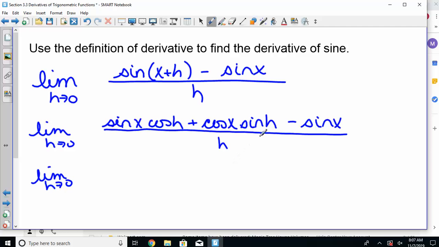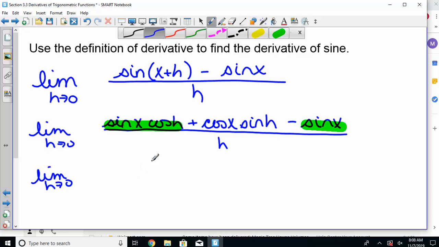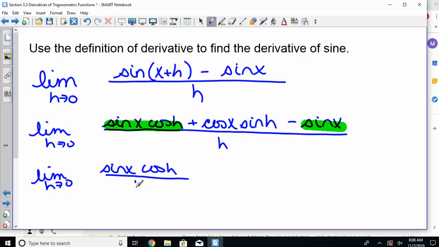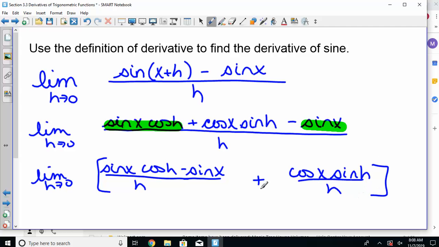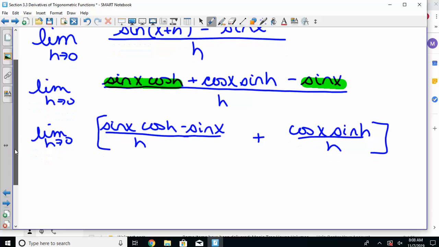So you'll notice these terms have something in common. What do both of those have in them? Sine x. So I'm going to put those together, and then I'll leave the other one out. So I could think of it as this, plus that other fraction. You can put each one over the denominator. So I'm just breaking apart my fraction.